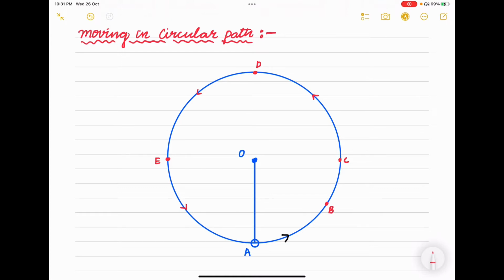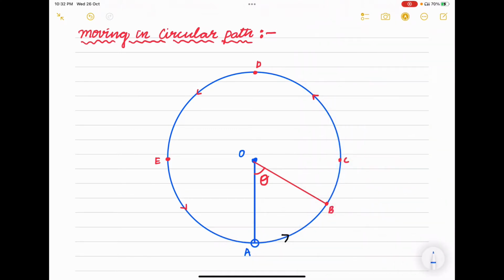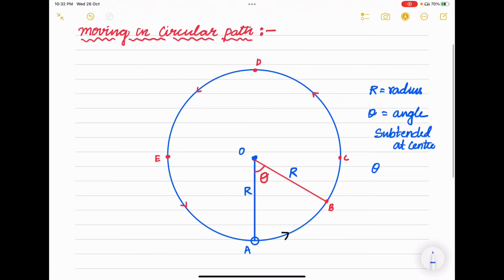Assuming that an arbitrary point B is considered and the particle has reached position B after it started from A, assuming that the angle made by this particle at the center is some theta. Clear? And we already assumed that the radius of this circular path is some R. So R is equal to the radius of the circular path, and theta is equal to the angle subtended at the center. One more condition you need to consider is that theta, the angle, should always be in radians only. Please remember this.